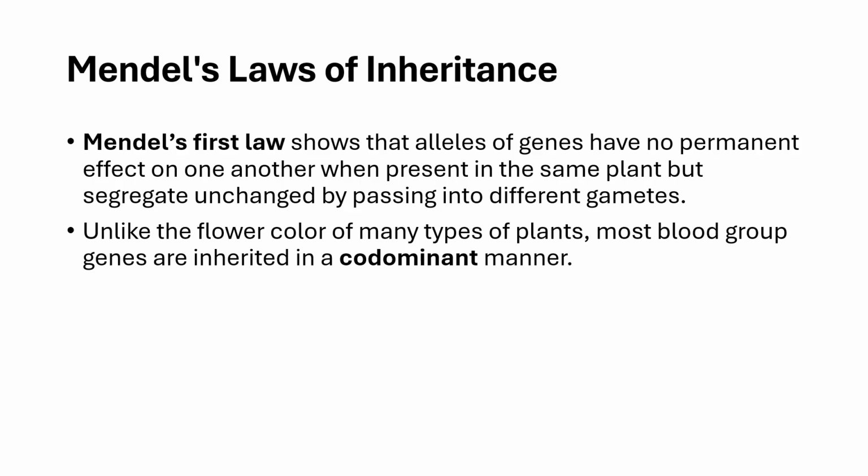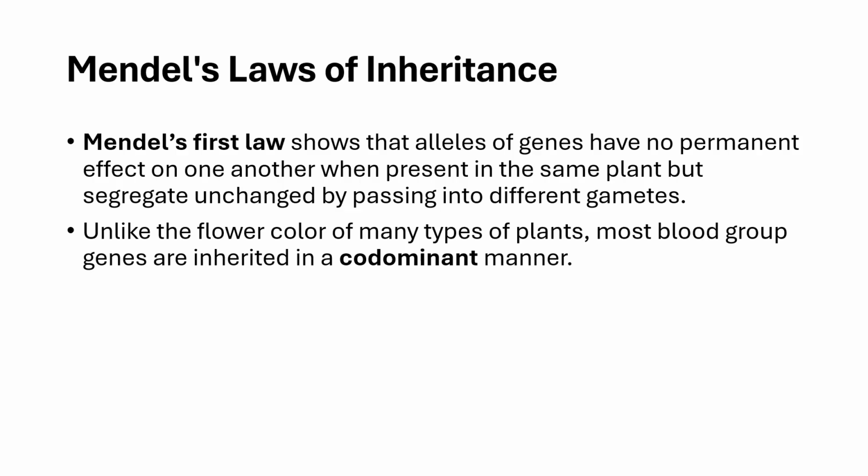So, application of this to the blood group genes. Unlike traits such as flower color in many plants, where one allele may be dominant over another, most blood group genes exhibit codominant inheritance. Codominance means that both alleles in a heterozygous individual are fully expressed. For example, in the ABO blood group system, individuals inheriting both A and B alleles will express both antigens on their red blood cells, which will result in an AB blood type.